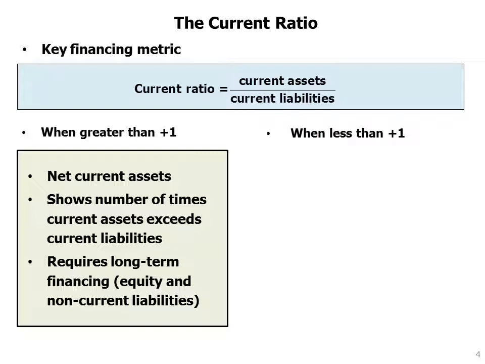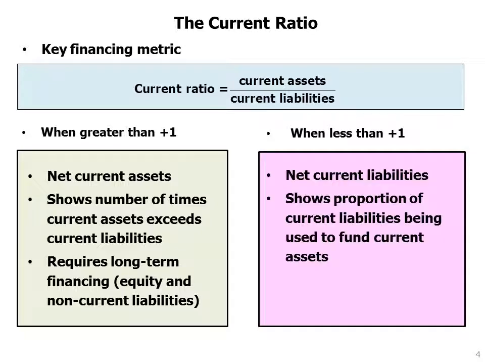Alternatively, for companies where the current ratio is less than 1, current liabilities are greater than current assets, so this is otherwise known as net current liabilities, and the value shows the proportion of current liabilities being used to fund current assets, and this is a source of funding for the firm's non-current assets. Firms such as retailers have cash sales, buy the goods that they sell from their suppliers on credit, and have rapid turnover on stock, and they usually have a current ratio less than 1.